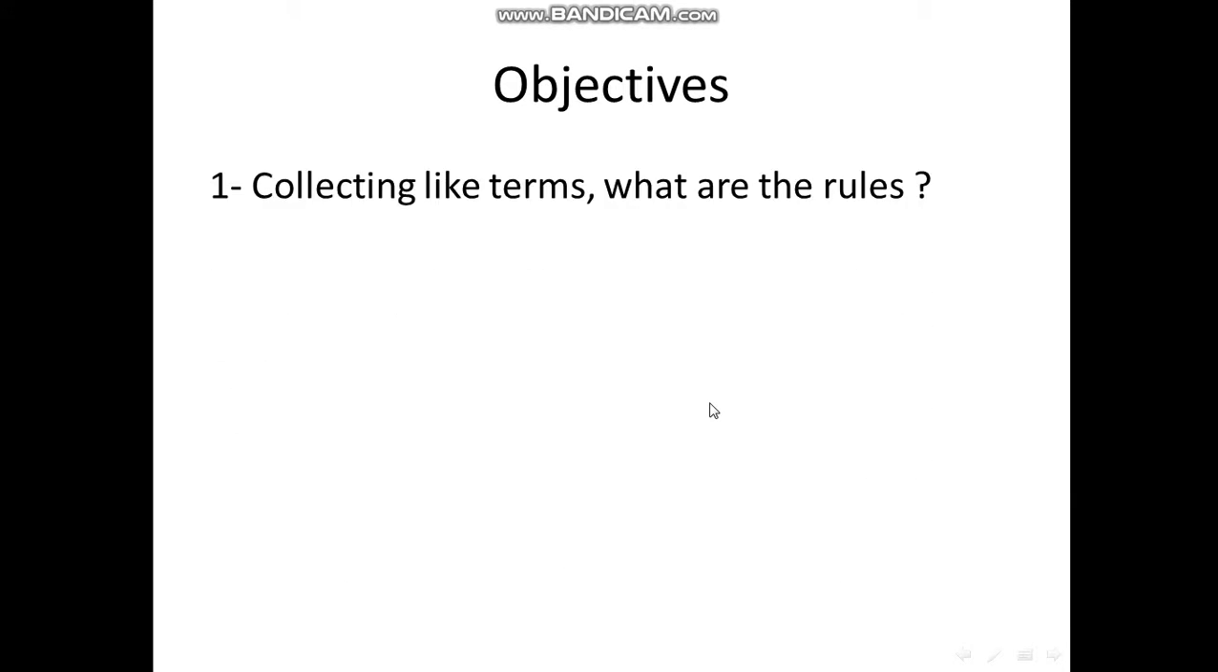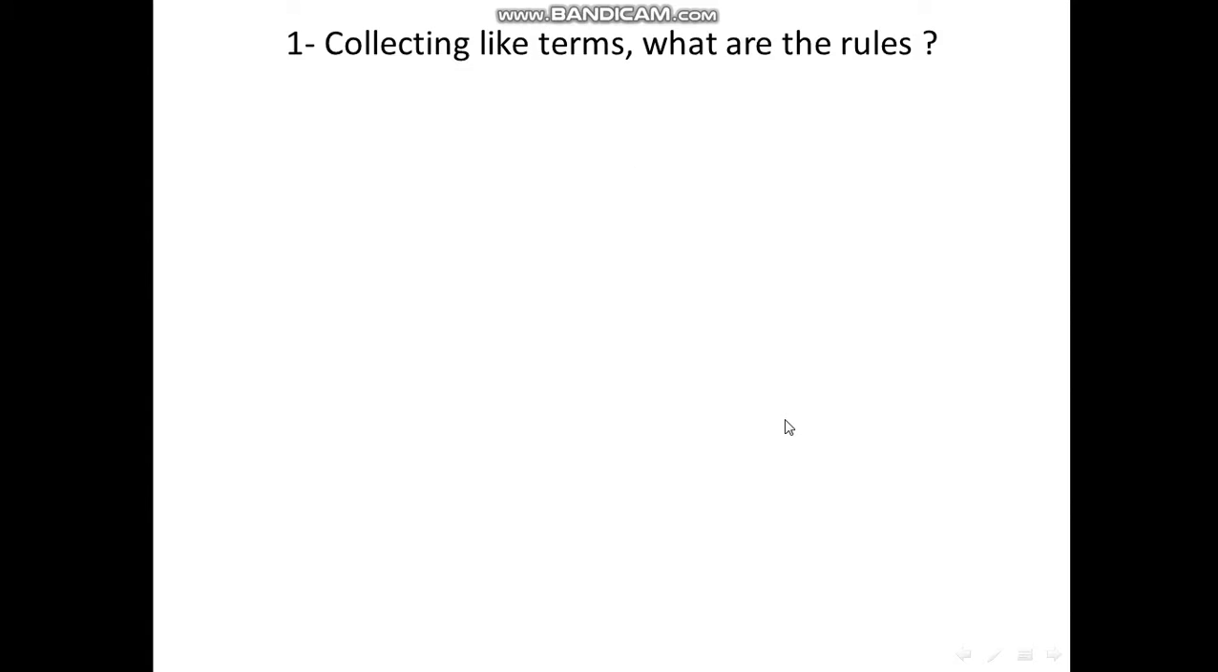So the objective for today will be collecting like terms. What are the rules? Also, always there are rules. If you know the rules, everything will be very okay. Various examples of like terms, and then we shall go to the exercises.